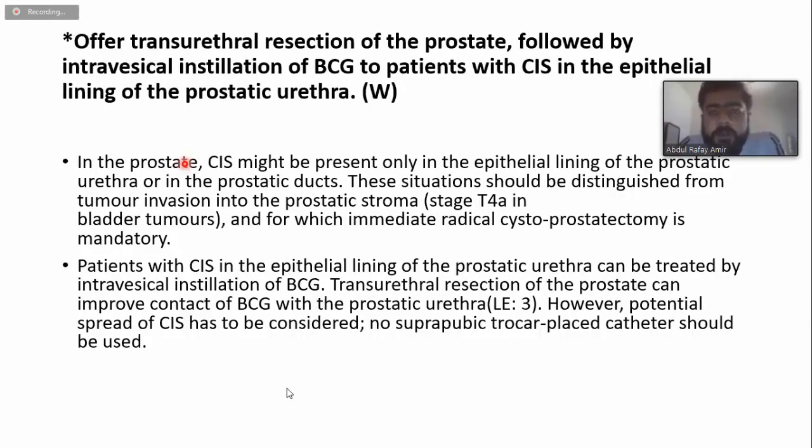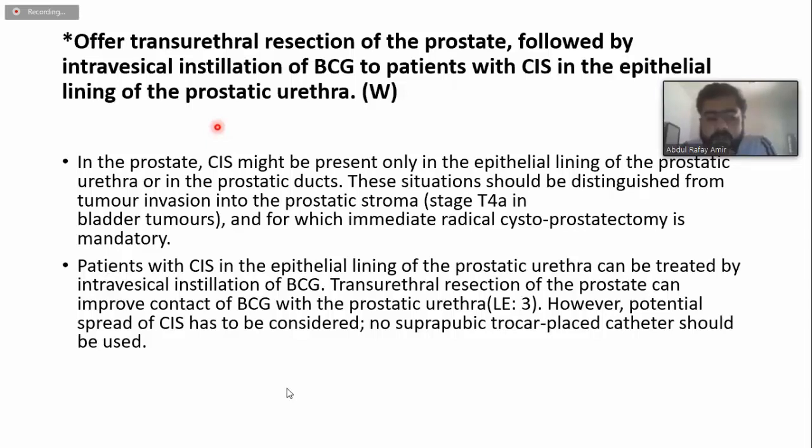Offer TURP followed by intravesical instillation of BCG when CIS in the epithelial lining of the prostatic urethra is seen. So we can offer this to the patient if CIS is found to be present in the prostatic urethra. Patients with CIS in the epithelial lining of the prostatic urethra can be treated by intravesical instillation of BCG. Resection of the prostate improves contact of BCG with the prostatic urethra.